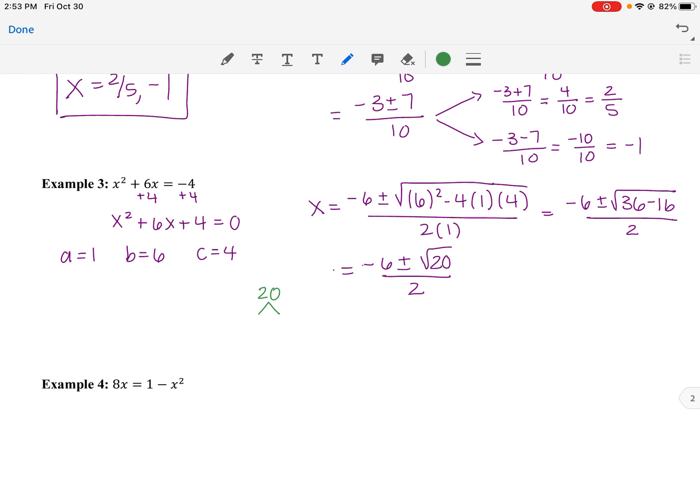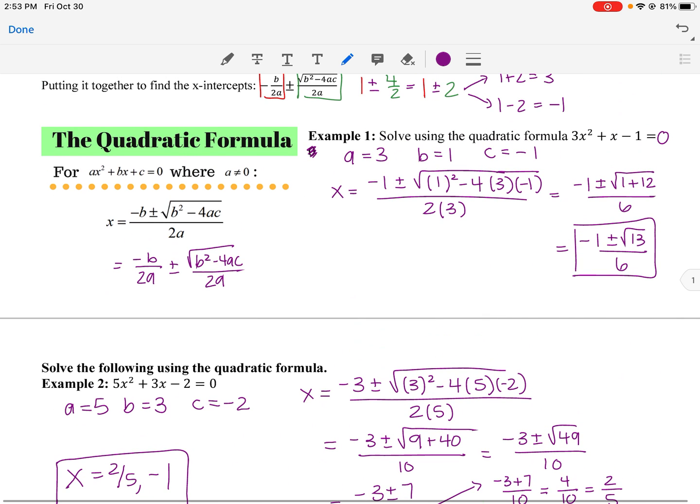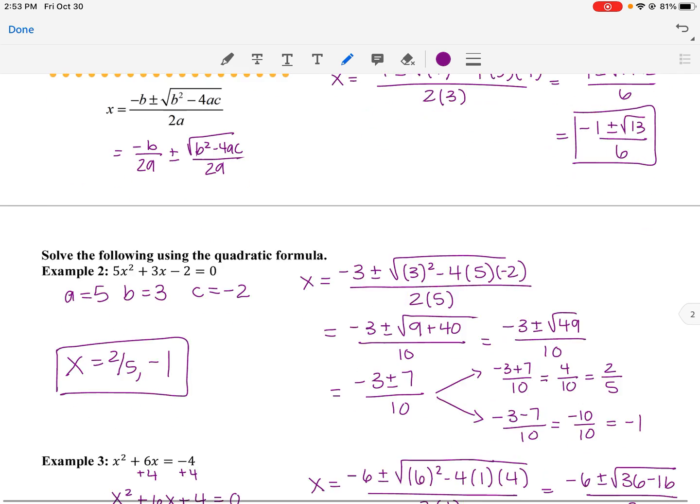So what multiplies to 20? Maybe you say 4 times 5. And then 4 breaks down to 2 and 2. So we've got a pair of 2's, which means 2 square root of 5 is equivalent to that. So we'd have -6 plus or minus 2 square roots of 5, all divided by 2. This is one of those ones where it does simplify a little further, and that's why I suggest, because remember how I said, hey, up here, you can either write it separately or you can write it together.